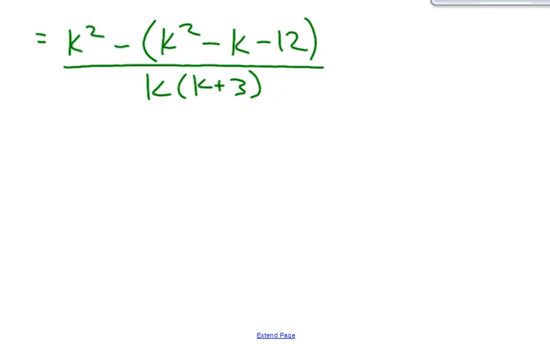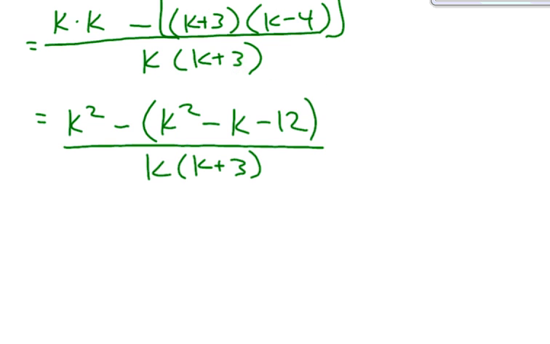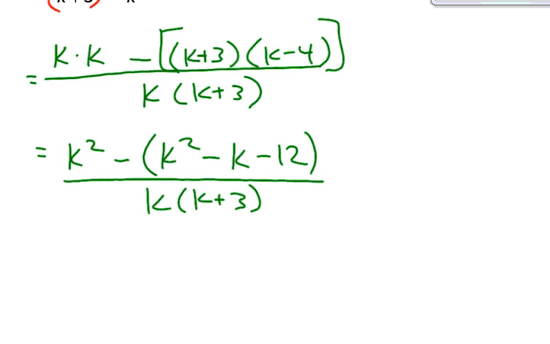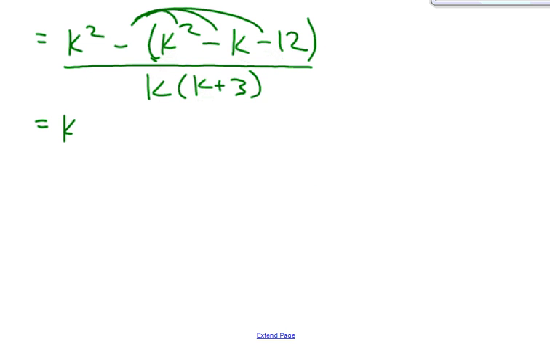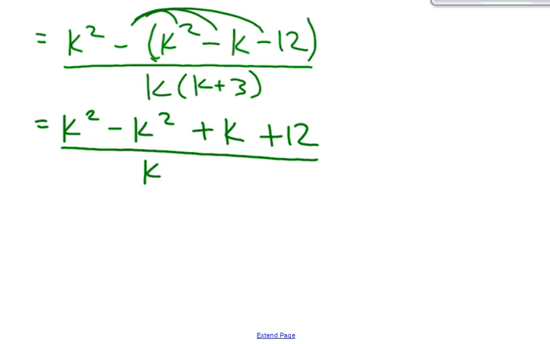So now notice that if I had just said minus and I had forgotten those parentheses, you would have had something that looks like that, which is incorrect, because that negative has to distribute to everything inside those parentheses. So now we have k squared minus k squared plus k plus 12 over k times k plus 3.